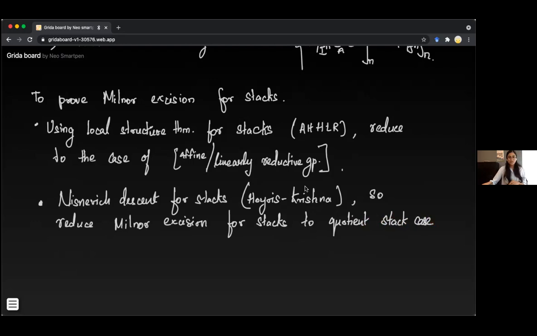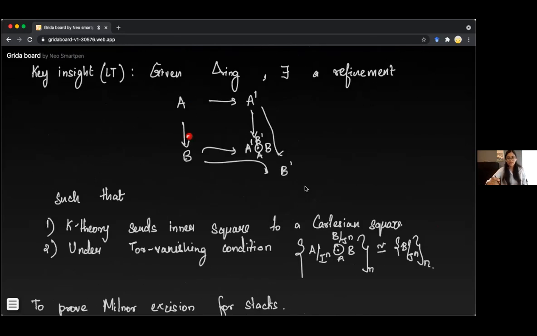Okay, so now what we're going to do, therefore, is prove this result of Land-Tamme for the equivariant setting. So basically, you're given a square of rings, but now with some linearly reductive group action, and we want to ask if equivariant K-theory, or the K-theory of the quotient stack, gives you back a Cartesian square, or at least a pro-Cartesian square under the given condition.